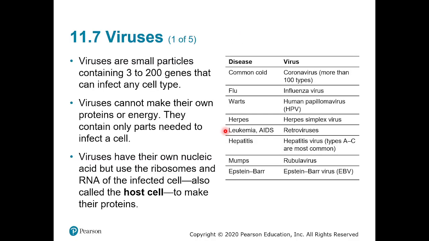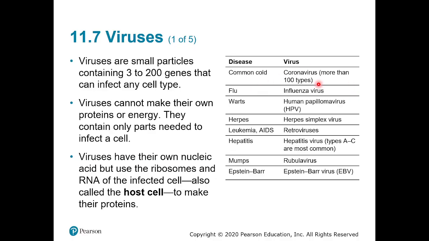Anyways, different ones. So viruses, these are very small particles, are going to contain 3 to 200 genes. These can infect any cell type. Here we see some different viruses. This one's the common cold, which is a coronavirus.